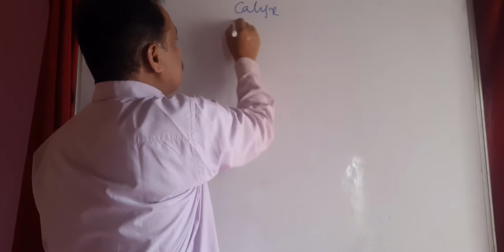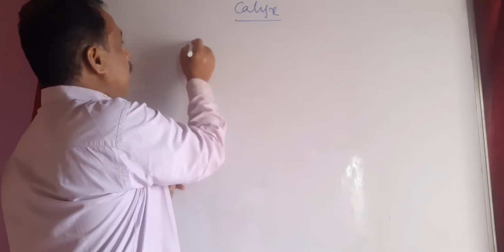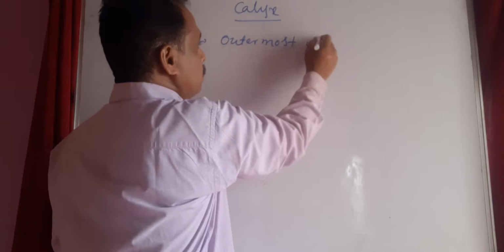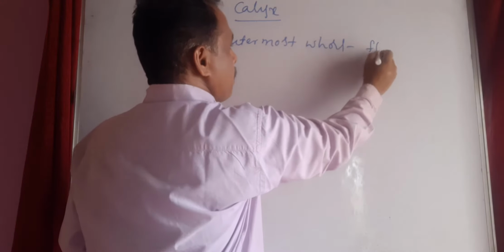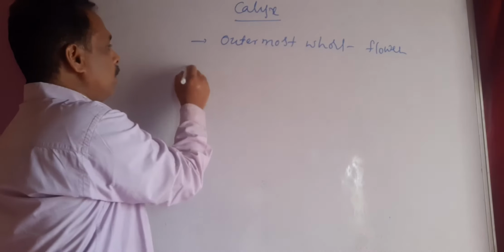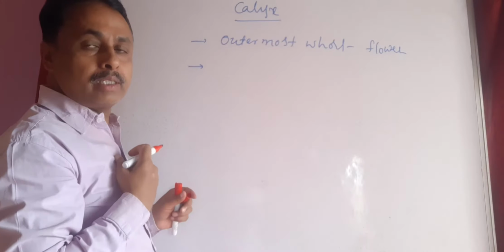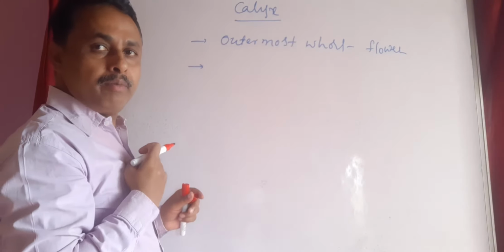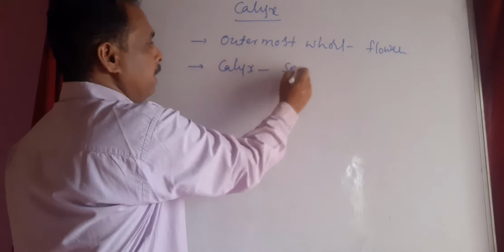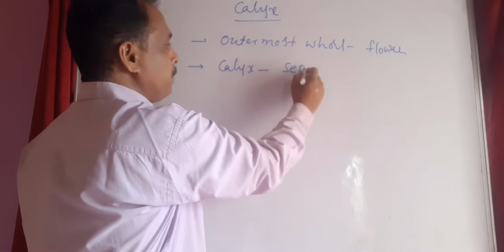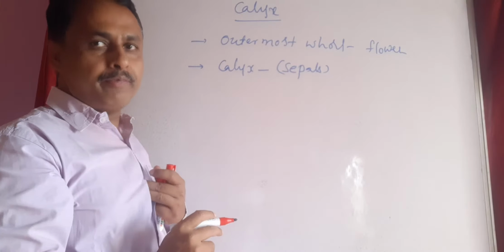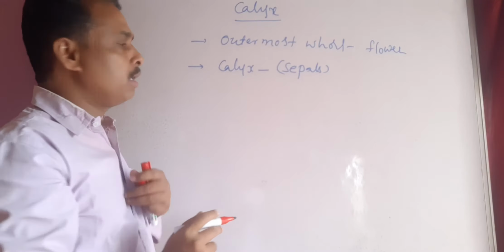Calyx. Calyx is the outermost whorl of a flower. It is composed of green leaf-like structures which are called sepals. The number of members of the calyx will be different for different species of plants, right?